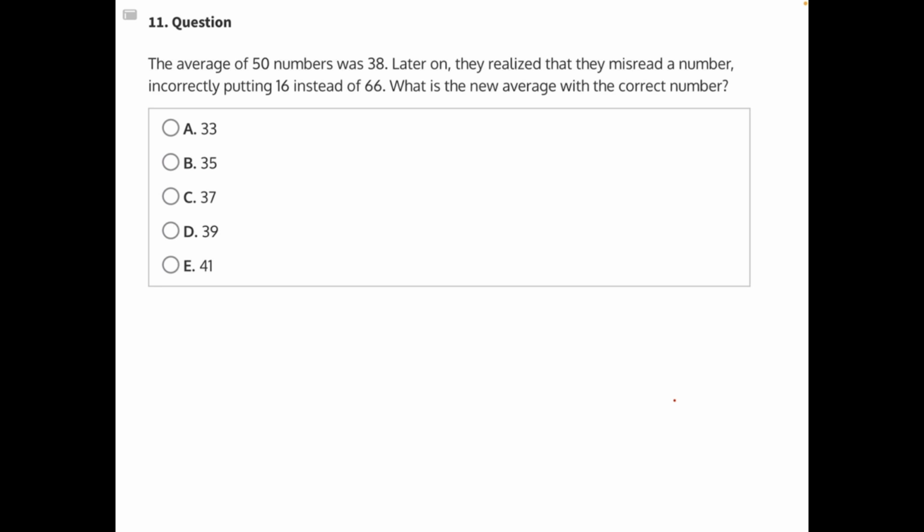The average of 50 numbers was 38. Later on, they realized that they misread a number, incorrectly putting 16 instead of 66. What is the new average with the correct number?